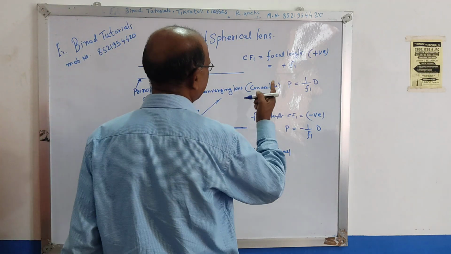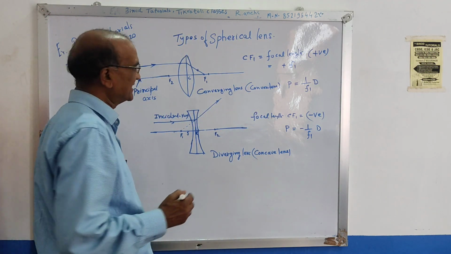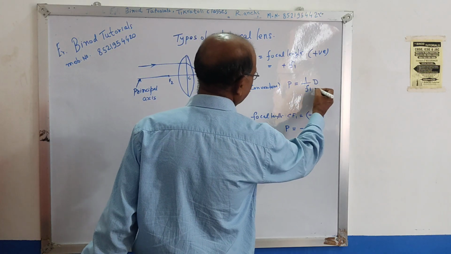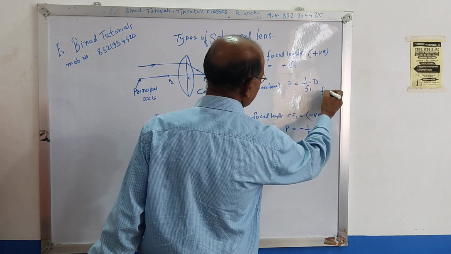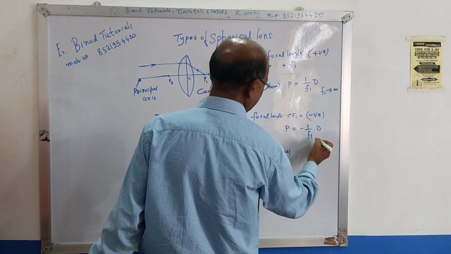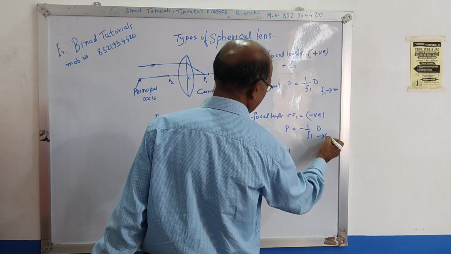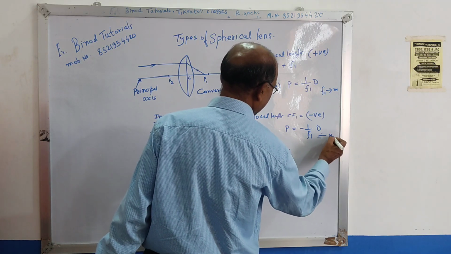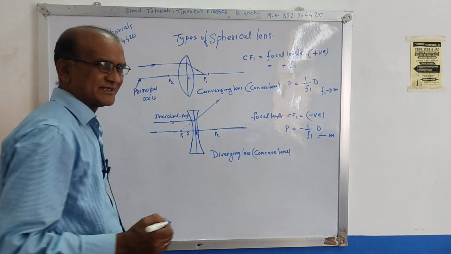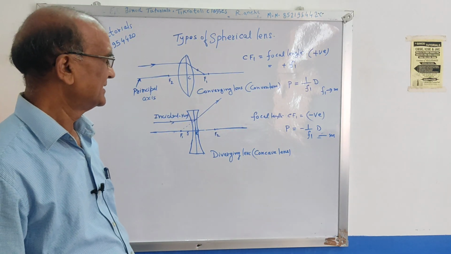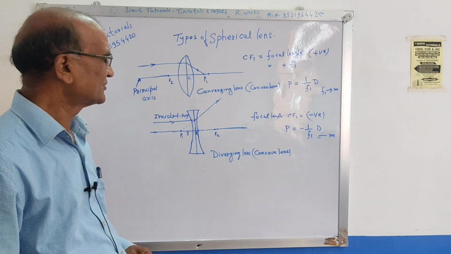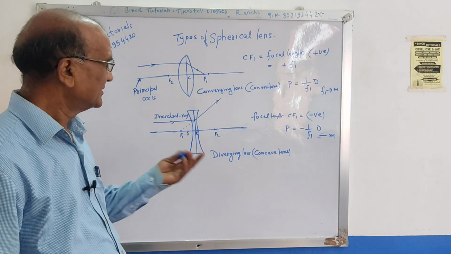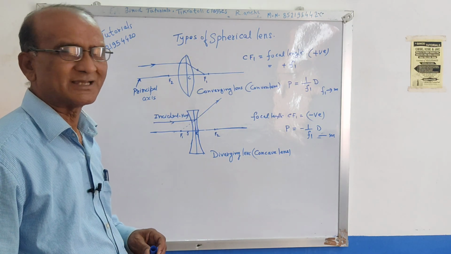If it is in centimeter, then you have to convert to meter. So this must be in meter here. F1 must be in meter. Here also F1 must be in meter. Suppose it is given in some other unit, you have to convert to meter for power calculation for the lens.